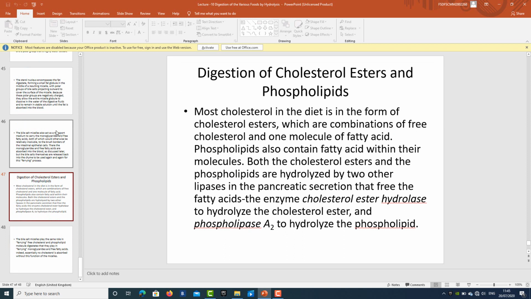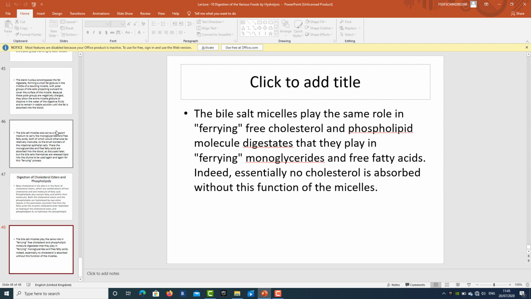Now, digestion of cholesterol esters and phospholipids. Most cholesterol in the diet is in the form of cholesterol esters, which are a combination of free cholesterol and fatty acid. Phospholipids also contain fatty acid within their molecule. Both the cholesterol esters and the phospholipids are hydrolyzed by two other lipases: cholesterol ester hydrolase to hydrolyze the cholesterol ester, and phospholipase A2 to hydrolyze the phospholipid.